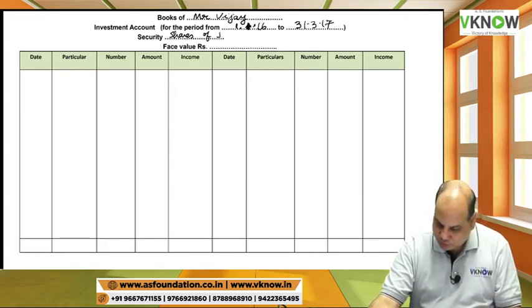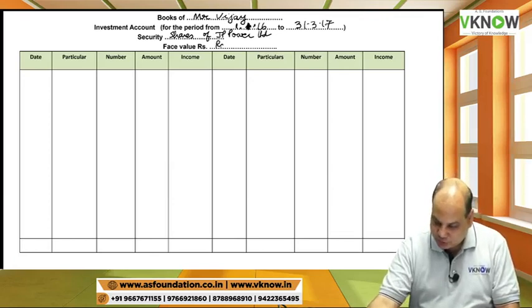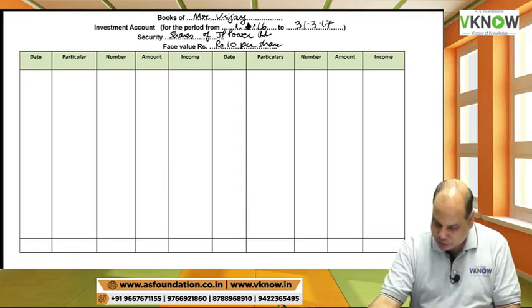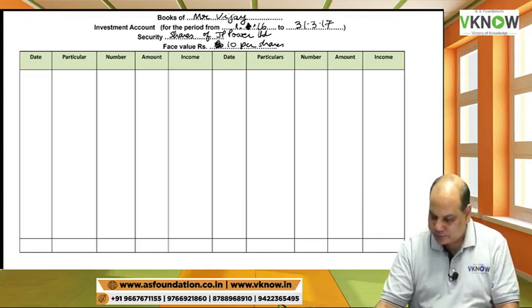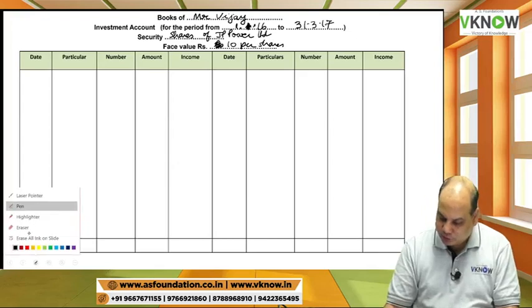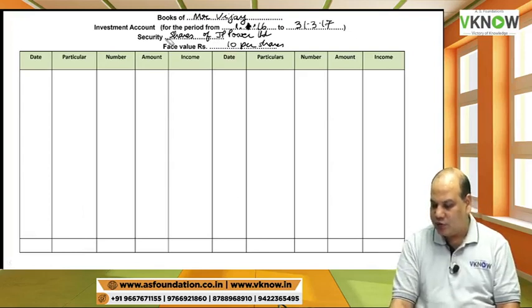of JP Power Limited. We will not write interest due dates now, not required. And face value is given in the question, rupees 10 per share. If you want to write all these details, you can. This will improve the quality of your answer. If you don't have time, then directly write down investment in shares account.